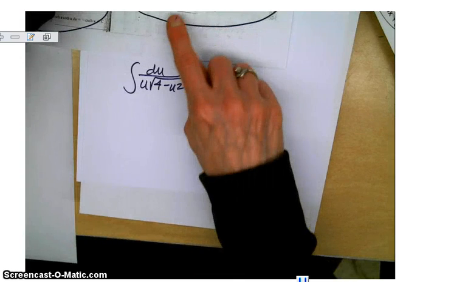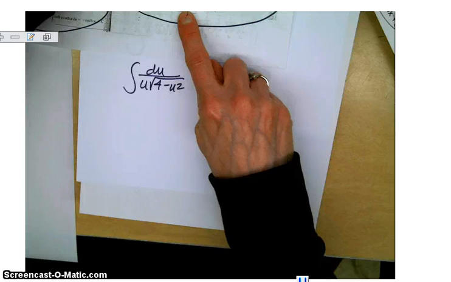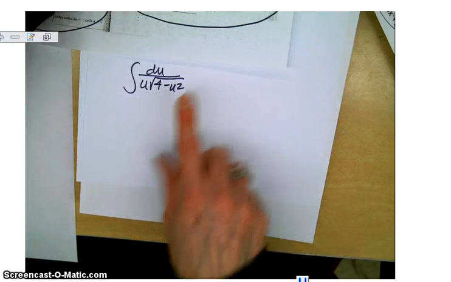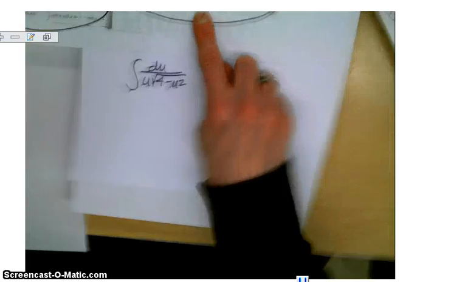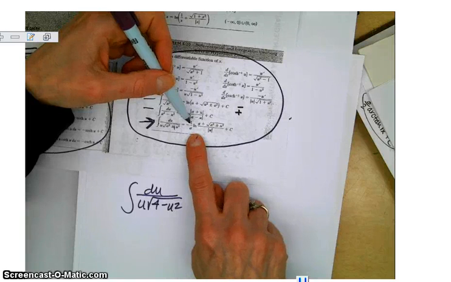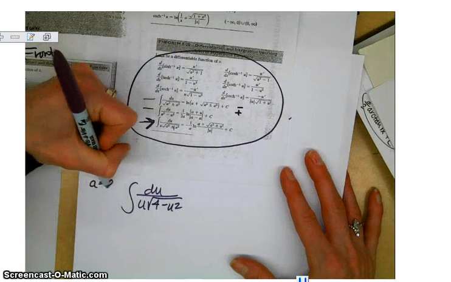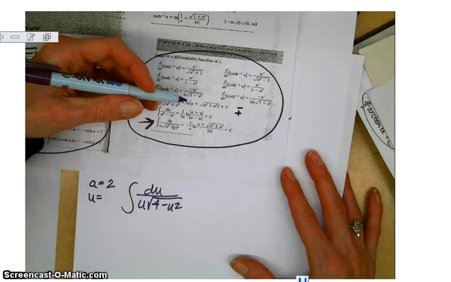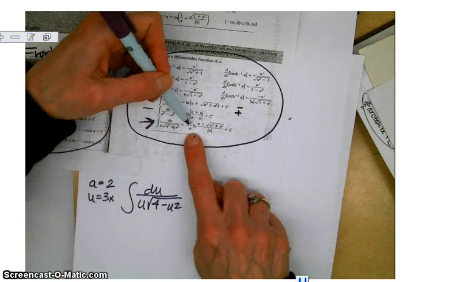Du over this one, u square root of a squared, which is 2 squared, minus u squared. Does it match exactly? So now my answer is going to look exactly like it says right here. So what was my a here? 2. And what was my u? 3x from up above.